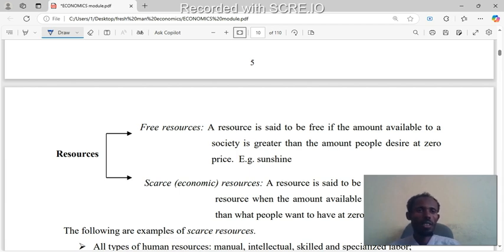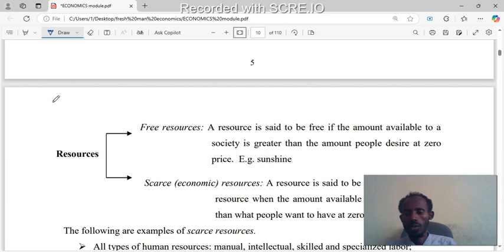To clarify scarce resource and free resource, for example, if there is a resource X and its price is zero, and the available amount of this resource X is greater than the human want at zero price, then such a type is a free resource. If the available resource X is less than the human want at zero price, it is known as a scarce resource. Let's convert this into mathematics.